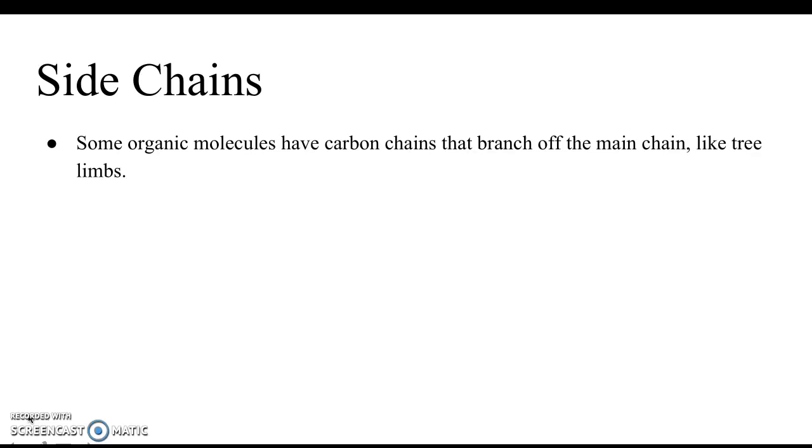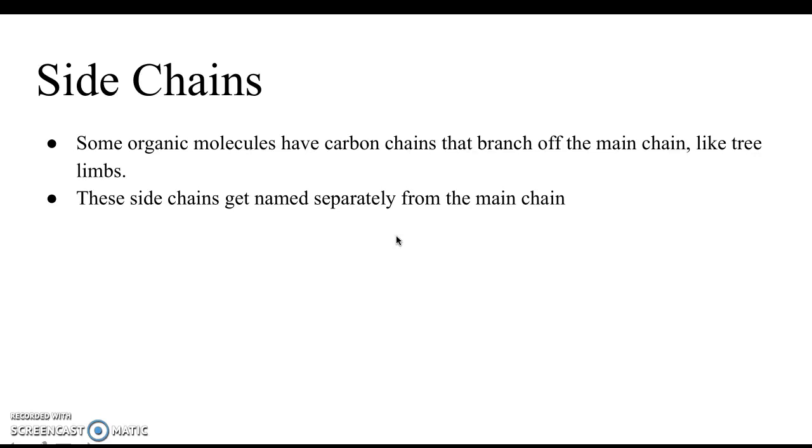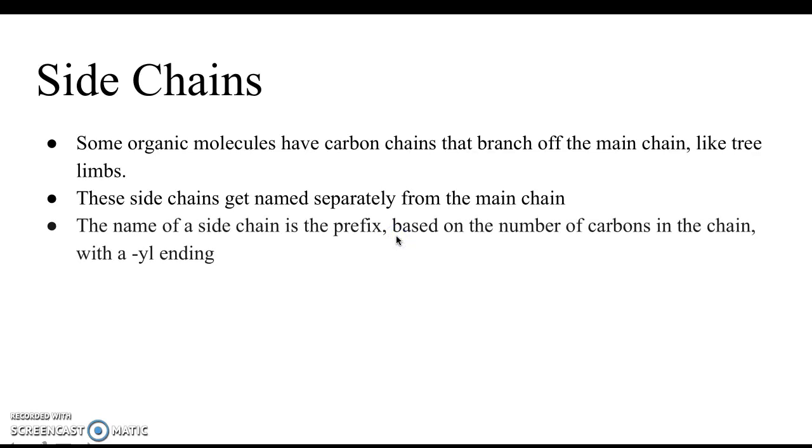As you saw previously, some of these molecules have branches coming off the main chain. These are called side chains or branches. These chains get named separately from the main chain. The name of the side chain is the prefix. So from table P, based on the number of carbons with a YL ending. So for example, if you have a 1 carbon side chain, the prefix for 1 carbon is meth, and then you would add YL on the end for the side chain to be named methyl.